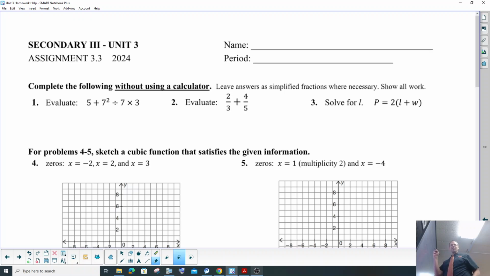Don't forget PEMDAS. Parentheses, exponents, right? Exponents. Oh, interesting. Do we also go left to right or no? Good question. So that's 49. We also have divided by 7 next. So parentheses, exponents, multiplication, division.